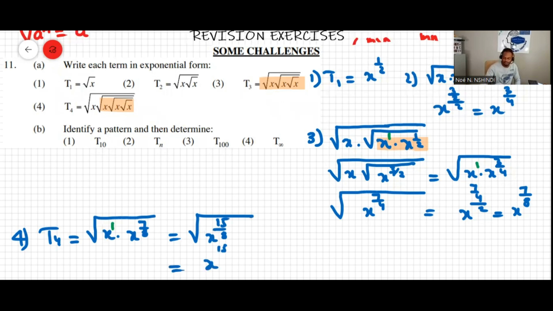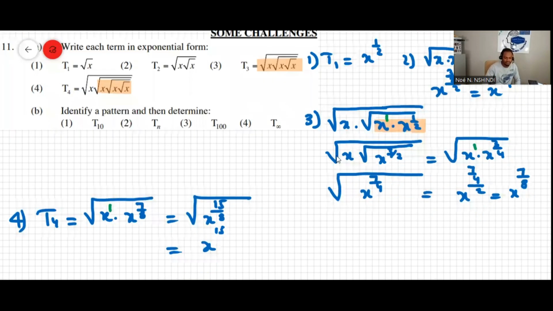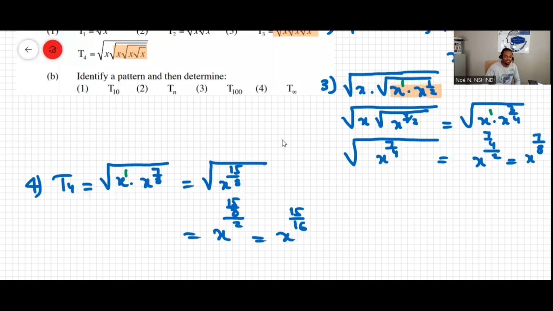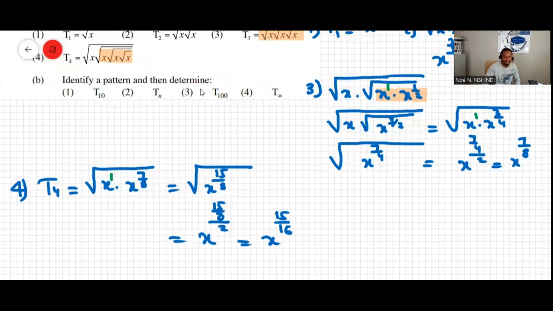Okay, let me write it over here because of space. Over 8. That will be x to the power of 15 over 8 all over 2. And that means x to the power of 15 over 16. That was question A.